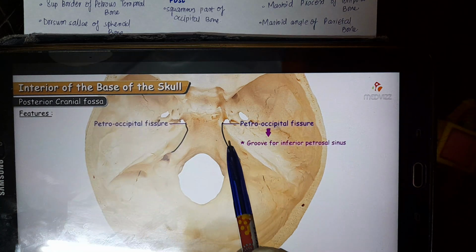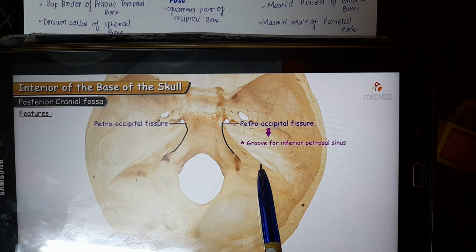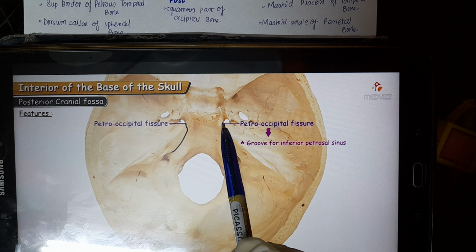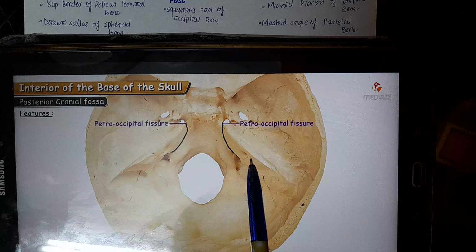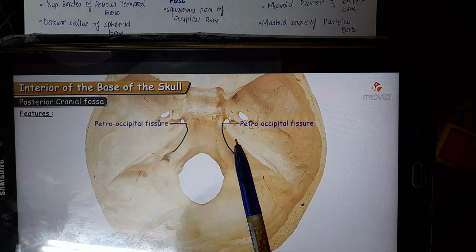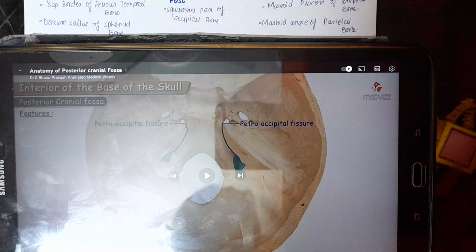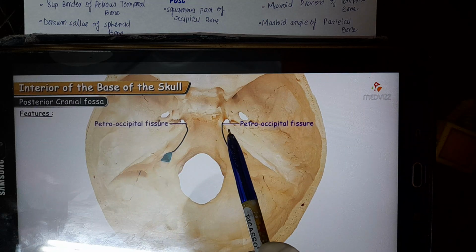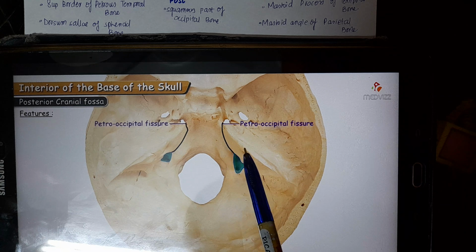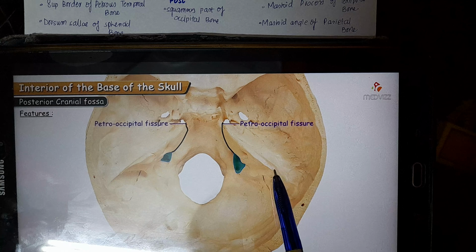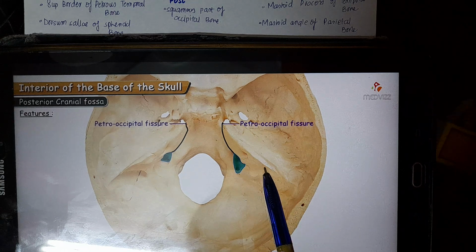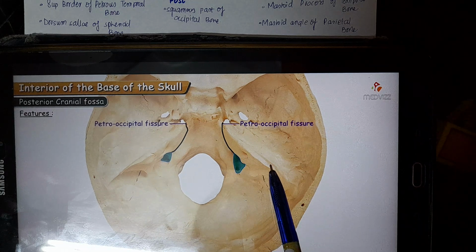Now we have this petro-occipital fissure, which is actually a fissure between this petrosal part of the temporal bone and this occipital bone. In the previous video, we discussed that the groove that was on the superior surface of the petrosal bone or the petrous temporal bone, this was for the superior petrosal sinus or the superior portion of your superior petrosal nerve.